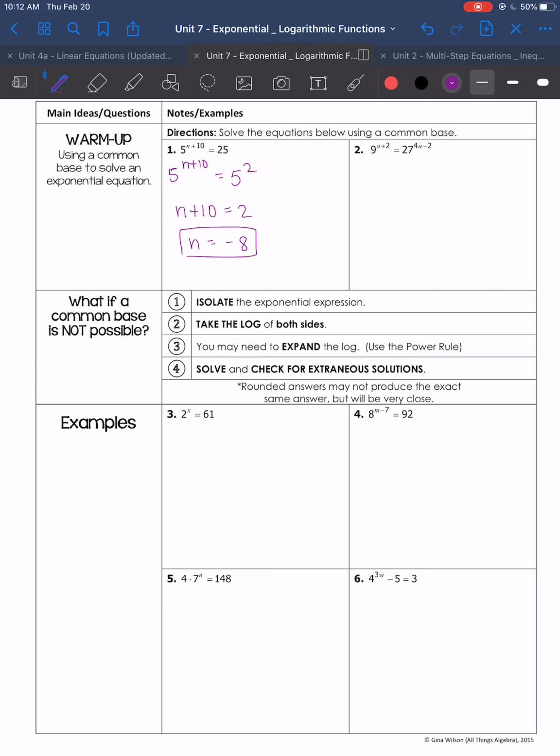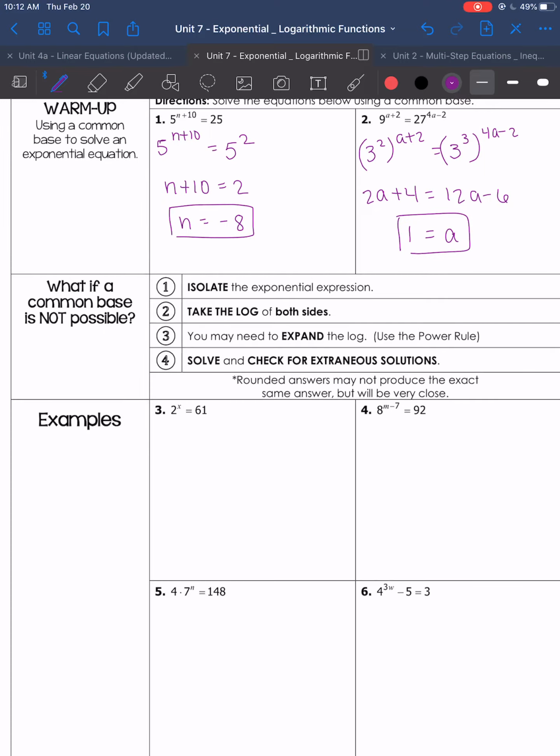And then I have 9, which can be written as 3 squared, to the a plus 2. And then 27 is 3 cubed, to the 4a minus 2. So then I have 2a plus 4 equals 12a minus 6. So when I solve, a is 1. So that's just to review from what we did earlier in this unit.